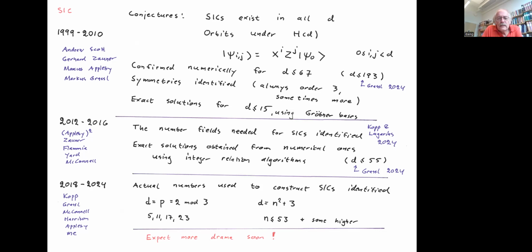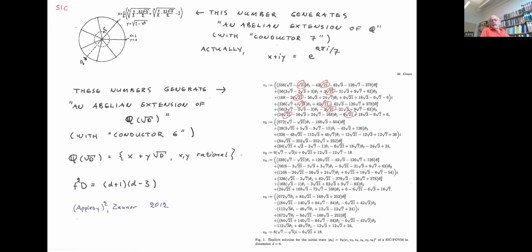To say a little bit, I should show you a SIC. So this thing, this disgusting thing that you see here, is one of the first exact solutions for a SIC. It's dimension 6. It's due to Marcus, of course. And these are the components of the SIC fiducial vector, in the preferred basis, I should say, singled out by the Weyl-Heisenberg group. So it's an orbit under this Heisenberg group. There's a canonical representation for the Weyl-Heisenberg group. And in this representation, these are the components of the SIC vectors. And it doesn't look very nice at first sight.